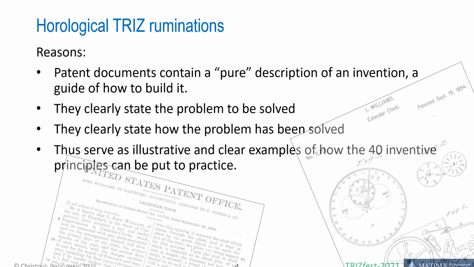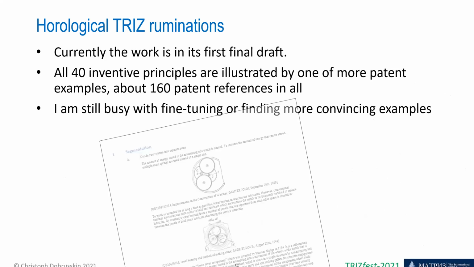The reason why patent documents are really nice is basically the same as in the time of Altshuller. Patent documents contain, mostly at least, a pure description of an invention. They should tell you how to build something. And modern patent documents also clearly state the problem that the inventor wanted to solve, and how that problem has been solved. Taking that together, they are a very illustrative and clear example of how the 40 inventive principles could be put to practice.